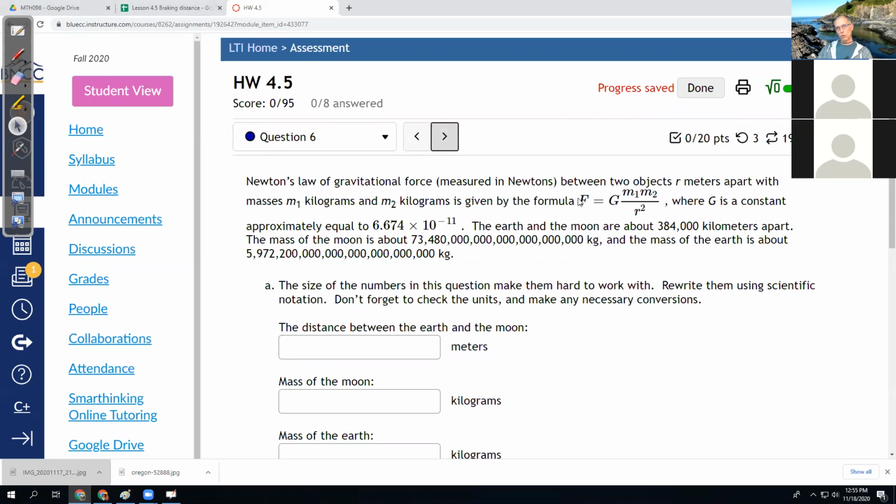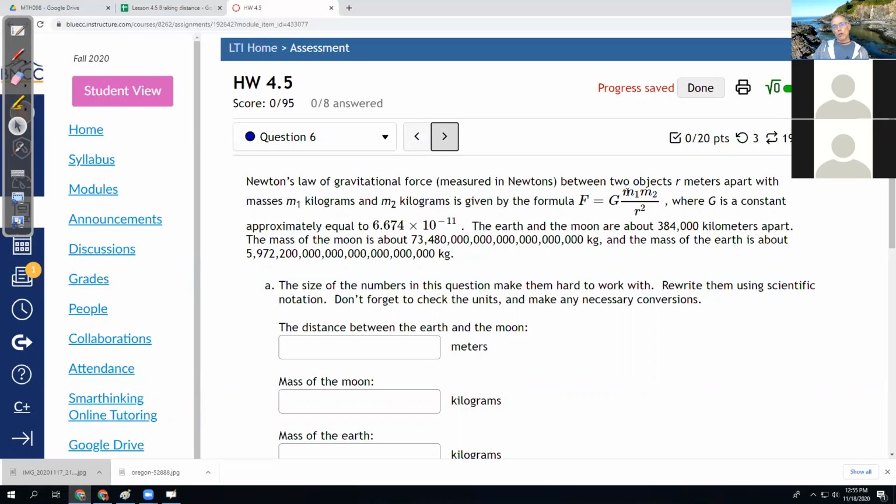So we're given this formula up here. It says F equals this big G. Now it's different than the big G we talked about for the braking distance, where the big G was the road grade. This G is the gravitational constant that acts between big bodies like Earth and the moon, for example, or Earth and the sun, and how they attract each other.